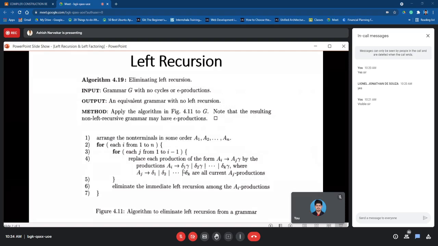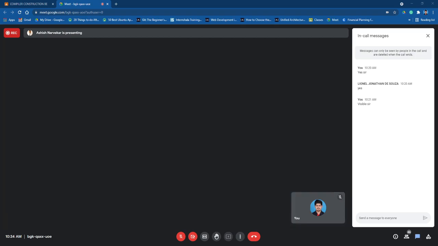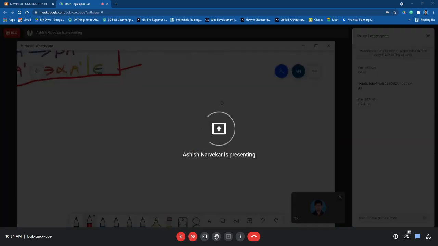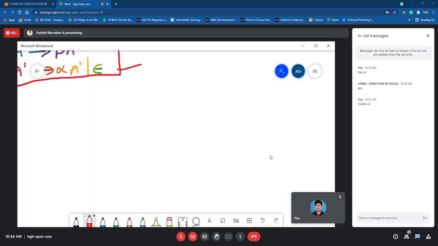Right now, instead of sticking to this particular algorithm, we'll take up the numericals, and we'll see that our concept of elimination of left recursion becomes much clearer using numericals. Okay. So I believe that you all have your notebooks with you. I'll just write a common question.